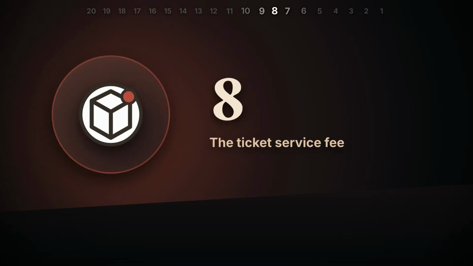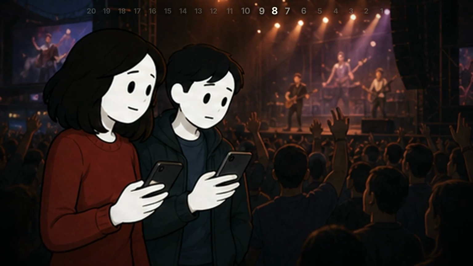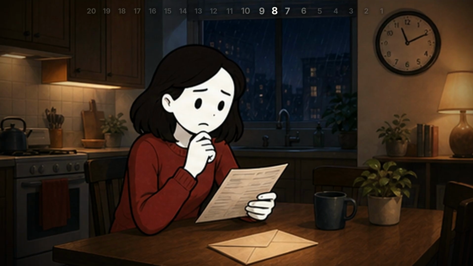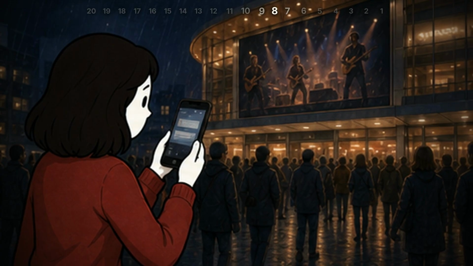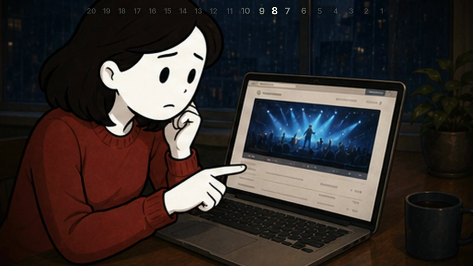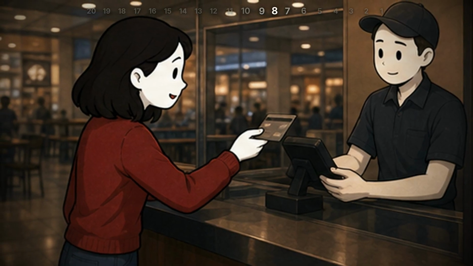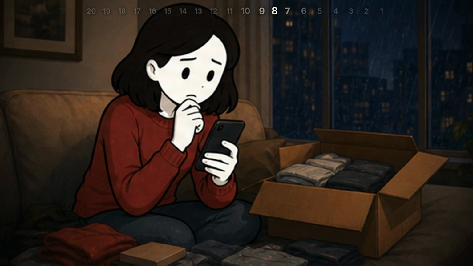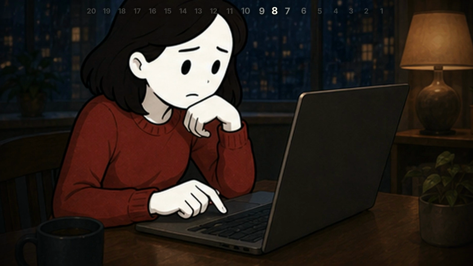Number 8, the ticket service fee. A concert ticket begins at one price. The checkout can include a service fee, processing fee, or delivery charge. Covered live event sellers must now display mandatory fees in the advertised total more clearly. The fee can still exist. It simply enters the total earlier. Optional products, taxes, and shipping can depend on your choices, so the last screen still deserves a look.